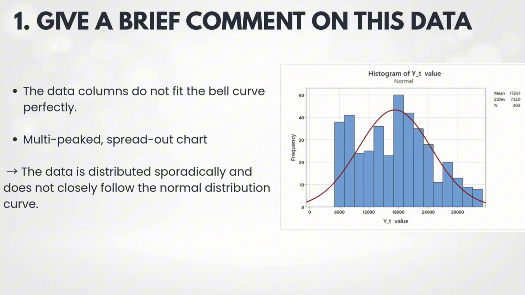Okay, we also have the histogram of the ET value. The data columns do not fit the bell curve perfectly. You can see here it also has multiple peaks and a spread out chart. So the data is distributed sporadically and does not closely follow the normal distribution curve.